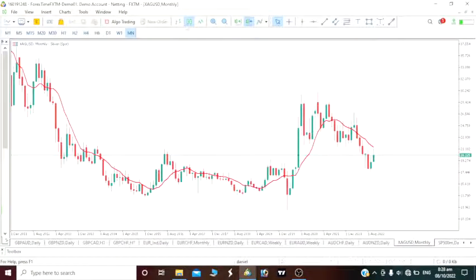Okay guys, welcome. Let's get started with our silver for this week. We want to see where this price will be moving this week.